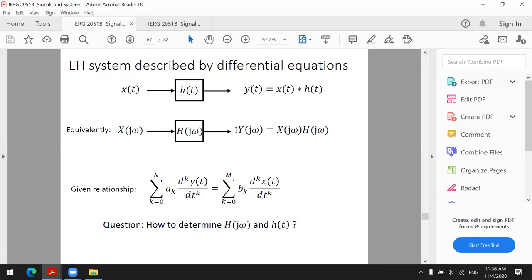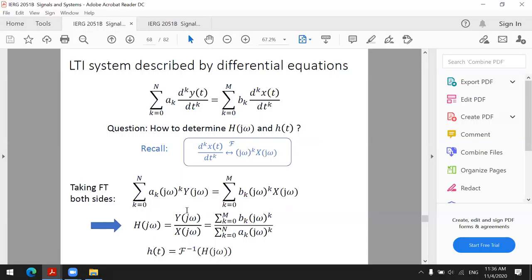Because of this relationship, Y is capital X times capital H. So capital H is Y divided by X. And h of t, the time domain unit impulse response, is the inverse Fourier transform of capital H.